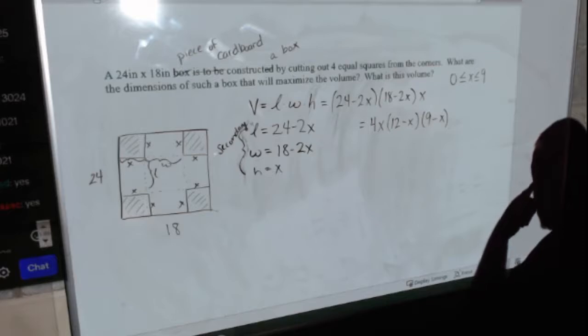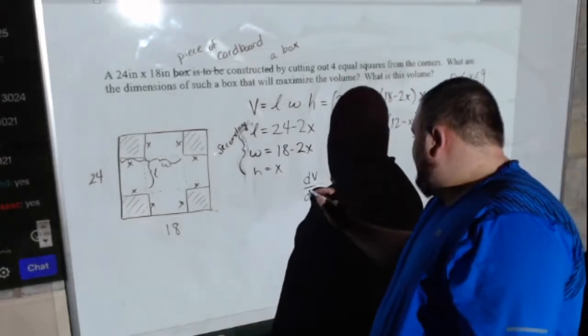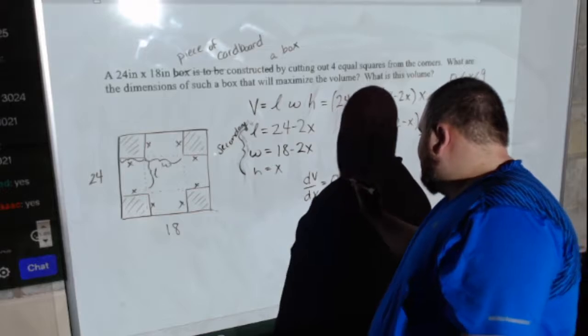So I'm trying to maximize the volume, which means I have to take the derivative. So I need to find dV/dx, and I need to set it to 0.